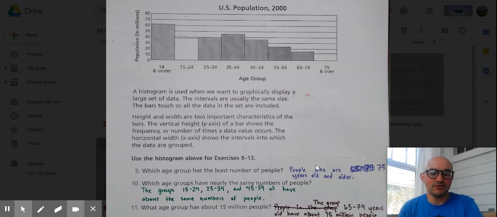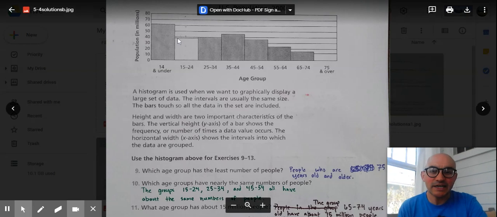So people who are 75 years and older, smallest bar, least number of people. Which age groups have nearly the same numbers of people? The way I determine this is I just use my eye, and now I'm going to use my mouse, and I think, oh, 15 to 24 has pretty similar. It's almost as tall as 25 to 34. And then coming over here, 45 to 54 is also in that same very close range.